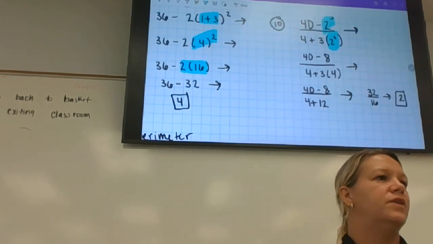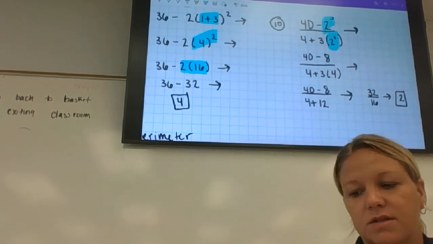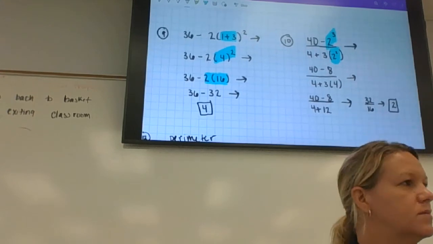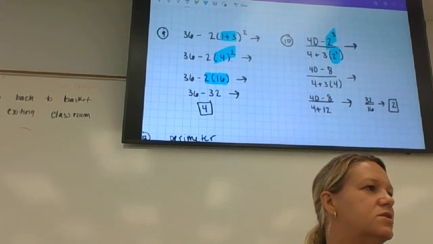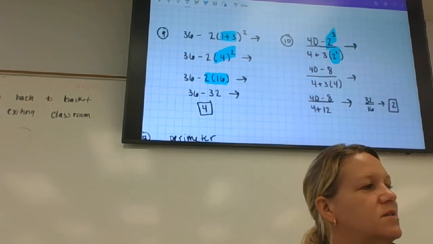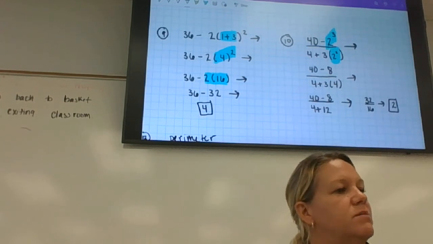How'd it go? If you did 10, please go back and check your work. Did you get the same answer as me? Well, because exponents go first. That's an exponent first problem. Don't just erase. Find your mistake.